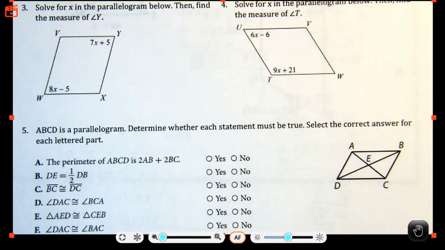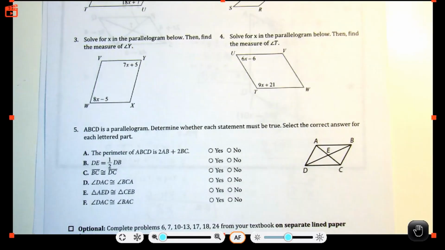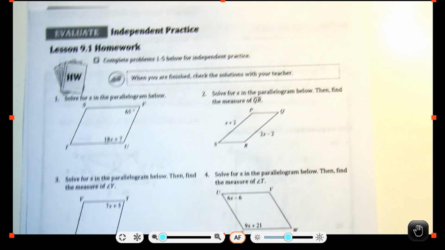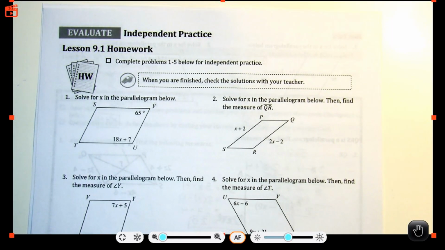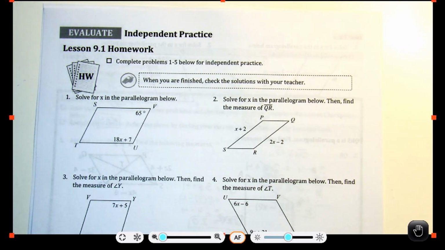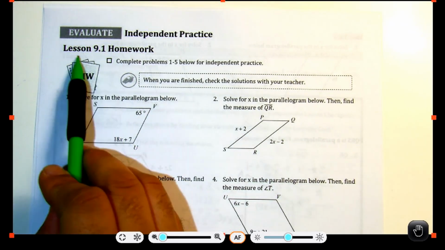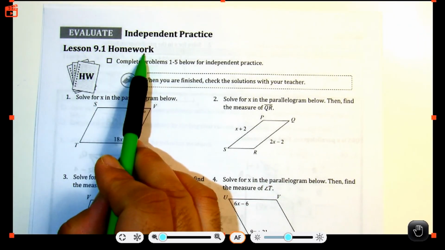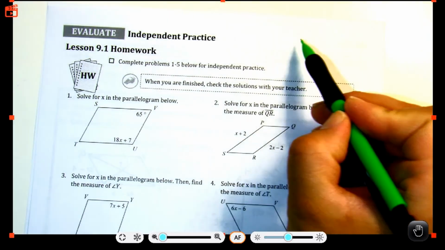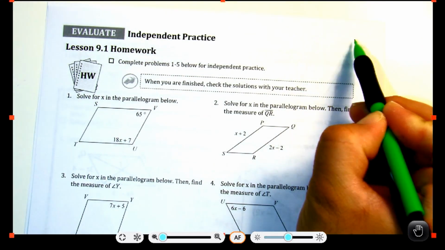Okay, so now for your homework. This is lesson 9.1 homework. There are 5 problems on page 18. And again, if you do not have a packet, please do this on a separate sheet of paper. Make sure you label your homework. So make sure you label it on top, lesson 9.1 homework. Make sure you write your name, first name, last name on the top.